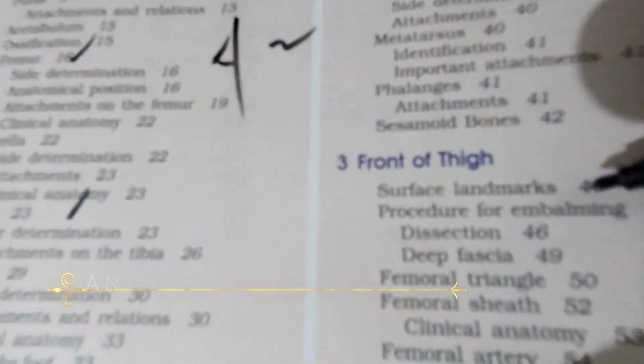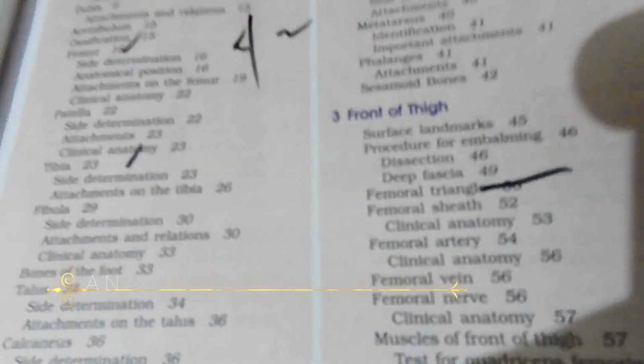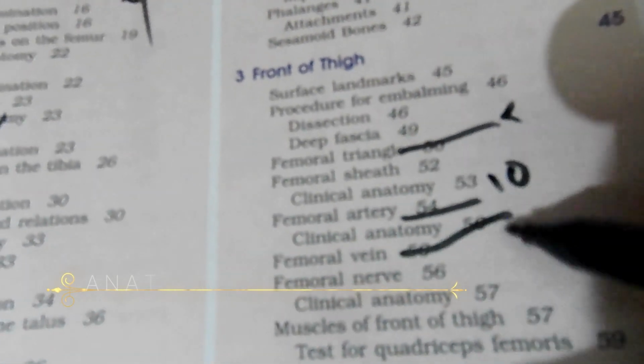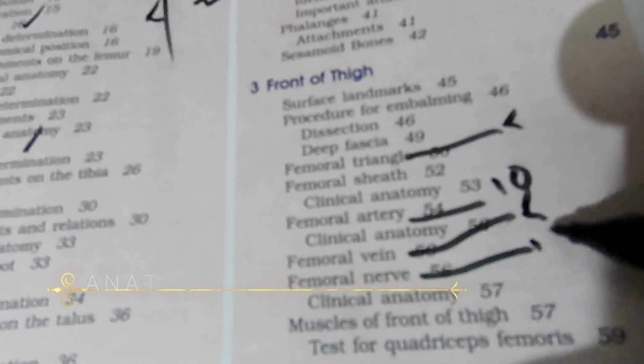The front of thigh. Go here for the femoral triangle. Most important 5-mark question. And this is the femoral triangle. Femoral artery is for 10 marks. Vein is for 5 marks. And nerve again for 10 marks.